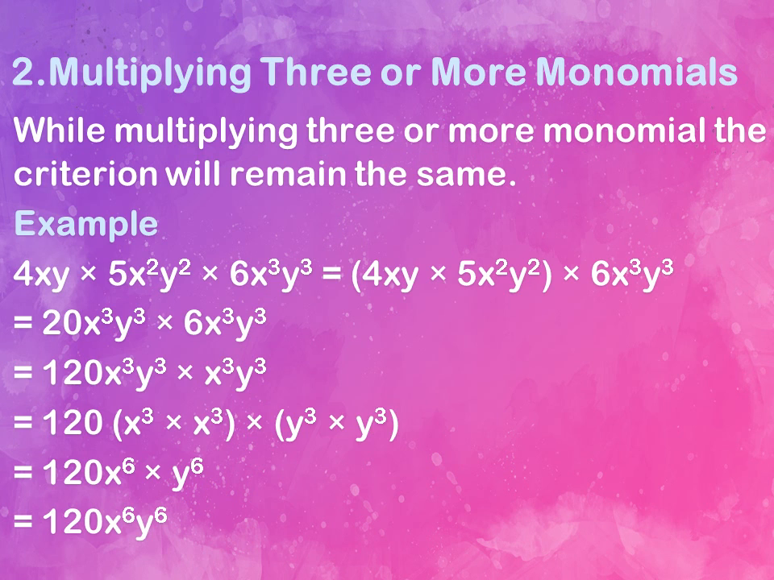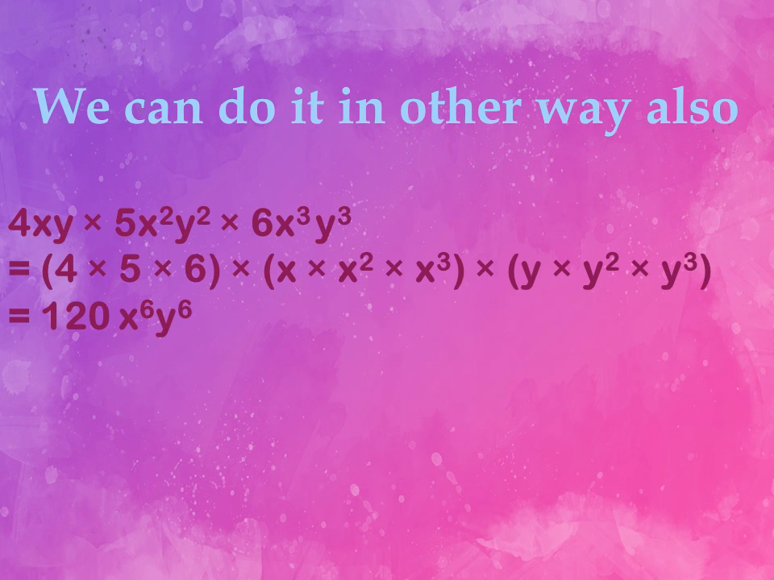Now, we need to multiply this product with the third monomial, that is 6x cube y cube. So, here again the product of the coefficients, that is 20 into 6 is 120 and then x cube y cube into x cube y cube, which is equal to x raised to power 6 y raised to power 6. So, answer is 120 x raised to power 6 y raised to power 6.